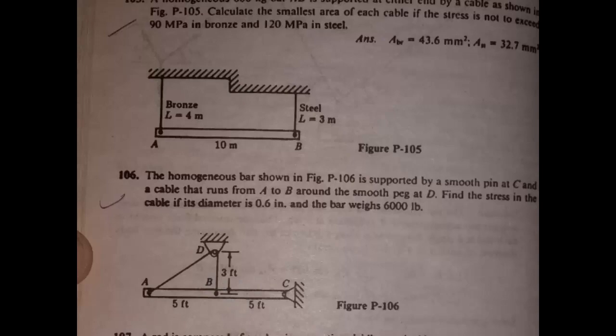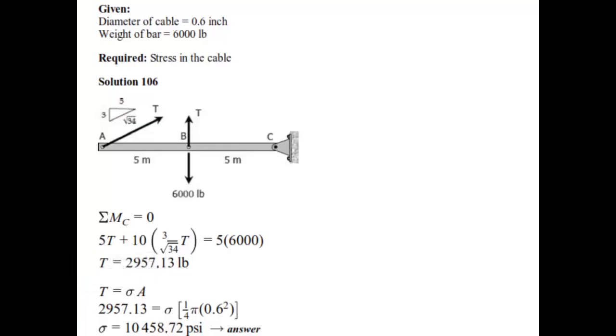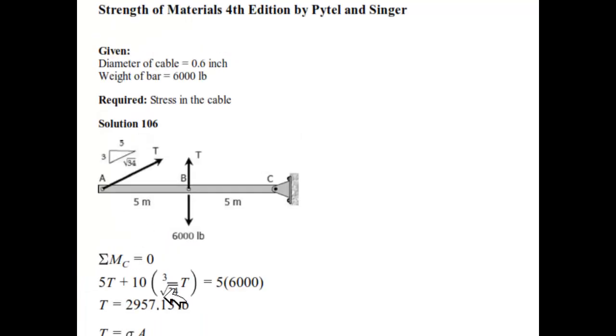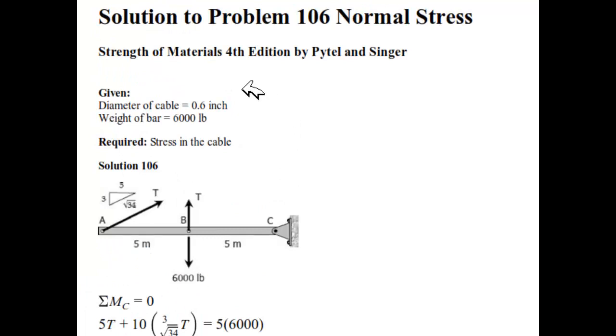Now, going towards the question, this is problem 106, normal stresses. The given data is the diameter of the cable, that is 0.6 inches, and the weight of the bar, that is 6,000 pounds, and what is required is the stress in the cable. Now this is your free body diagram. You have to learn it, you have to make it for every question. This is important.